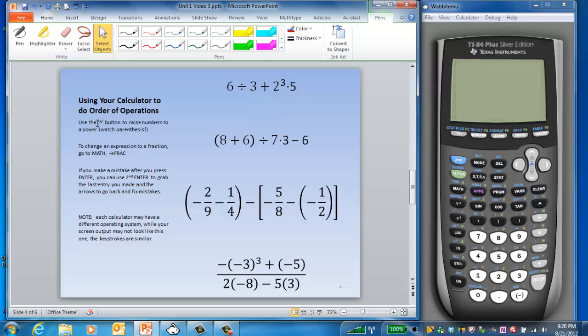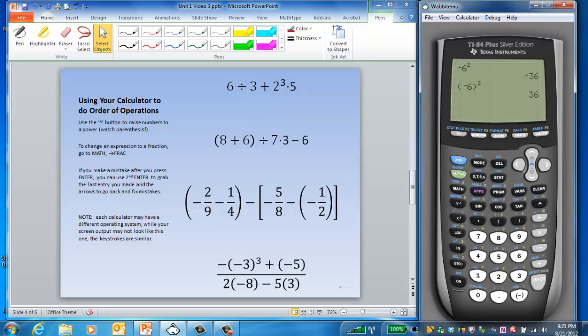There's a caret button. It looks like an arrow pointing up to raise numbers to a power, so getting your exponents. We are going to change some expressions to fractions, and I'll show you where that button is. And then there's some things you can do about what happens if you make a mistake. So let's go ahead and take these one at a time.